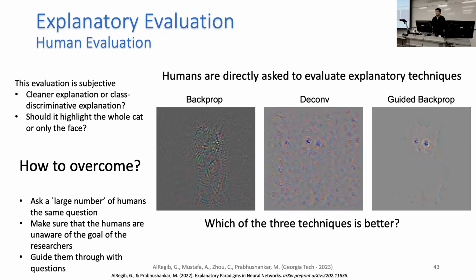Like, let's say I am the author of a new technique called guided backpropagation. And if I tell you that I've done guided backpropagation, and I tell you to choose among the three of them, and I'll also be, I don't know, grading your papers or something like that, you will obviously hopefully choose guided backpropagation in that particular case. The reason being that I've explicitly said that I'm the person who has made this technique. So it's very important that the humans who are looking at these explanations are not aware of the goal or the intent of the researchers. We also need to guide them through with questions. We have to make sure that they are understanding every small detail that is happening within the explanations.